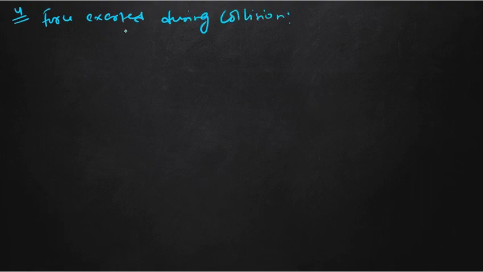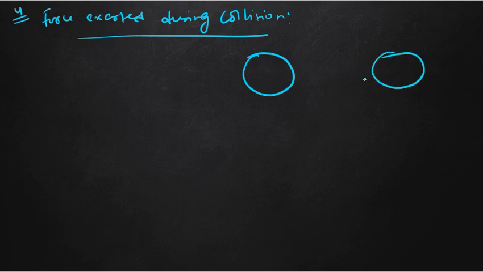Similarly, we have the fourth one, the force exerted during collision. So what is it? Suppose this is a body. When two bodies move towards each other, suppose this body is moving and we have another body, they are moving towards each other, obviously they will collide. So this will collide after some time.